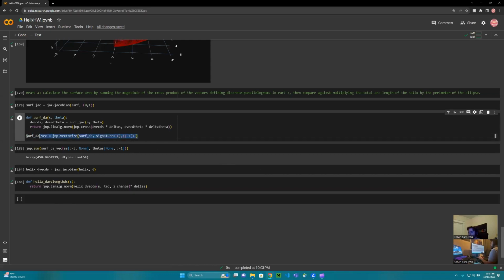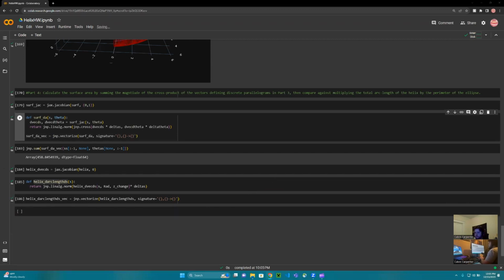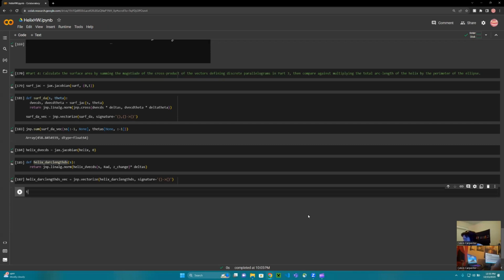Okay. Now we're going to basically do the same thing as this, except we're going to be vectorizing this guy. There we go. Actually, this is supposed to be like that. So now we can find the total helix arc length.